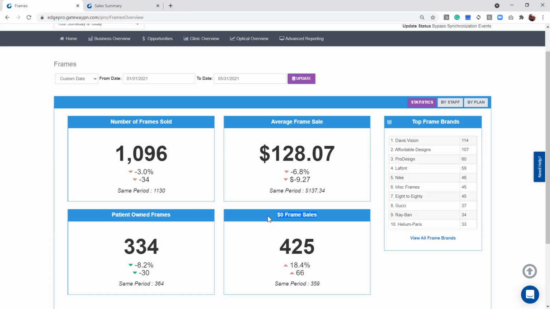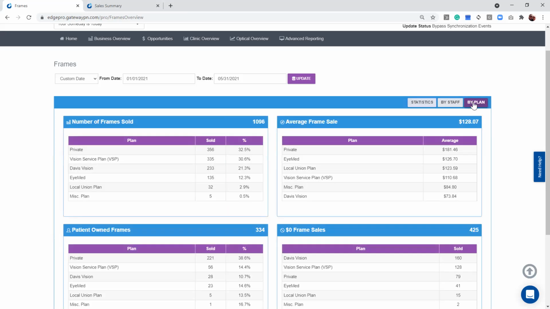So anytime we want to dive deeper into our frame opportunities, we're going to click on our buy plan button right here. Now, when I click on my buy plan button, we can still see that we have 1,096 frames that were sold. We can see that 356 of those were private pay patients. So that means 32% of the time you sold a frame, a private pay patient got it. We can see that 30% of the time a VSP, 21 for Davis, 12 for IMED, it's just stacking up our plans.